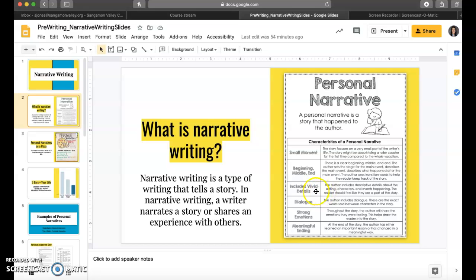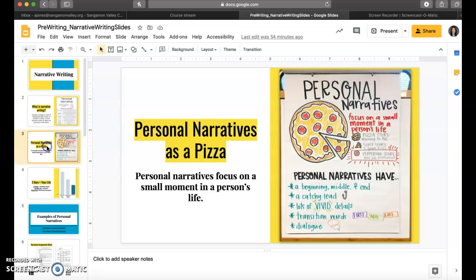Include vivid details. This is something you'll be practicing in your pre-writing activity. The author includes descriptive details about the characters, settings, and events that happened. The reader should feel like they're part of the story. Dialogue. The author includes dialogue, and we'll go over how to include that in your story. Strong emotions. You need to share the emotions that you are feeling. This will help draw the reader into the story. And a meaningful ending. At the end of the story, the author has either learned an important lesson or changed in a meaningful way.